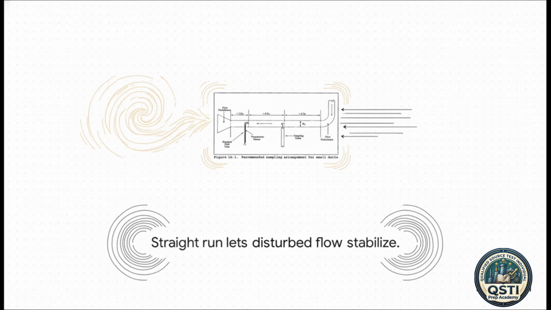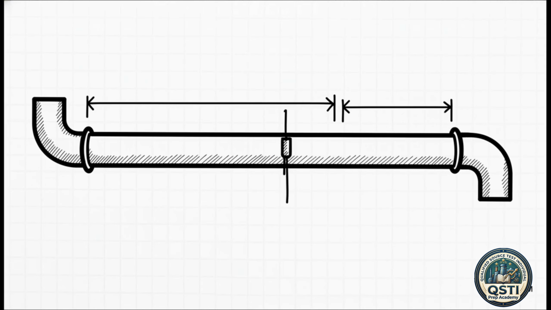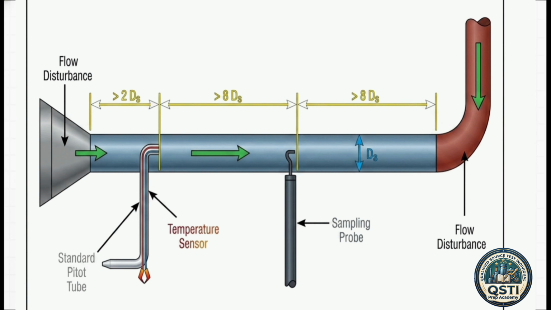That straight run between the sites is crucial. It gives the disturbed flow time to settle. For the ideal setup, the particulate site needs 8 diameters downstream and 10 upstream from any disturbances. Got tight spacing? The alternative setup drops this to just 2 diameters downstream and 2.5 upstream.